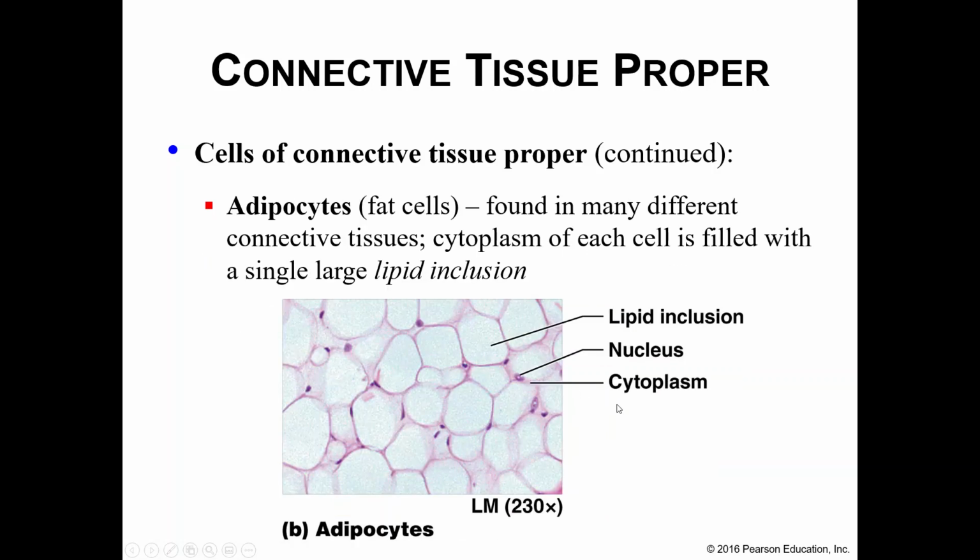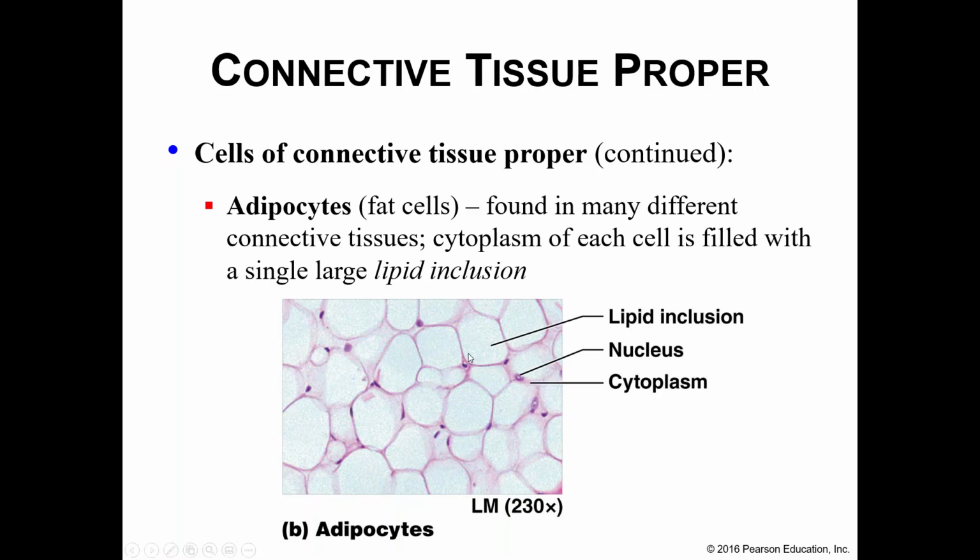Our next cell type is adipocytes. This is your adipose or your fat cells. You don't just find this by itself. You find adipocytes in a lot of different connective tissues. Adipocytes themselves, each of these cells individually is an adipocyte. The majority of the cell is what we call a lipid inclusion molecule, and that is a fancy word for fat. That's your fat, y'all.